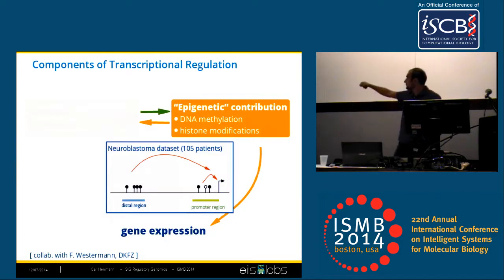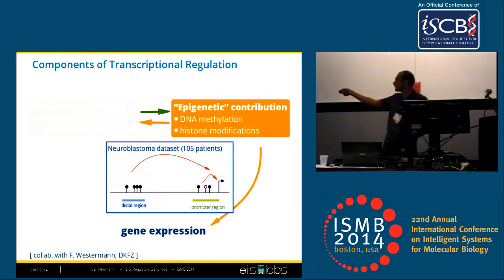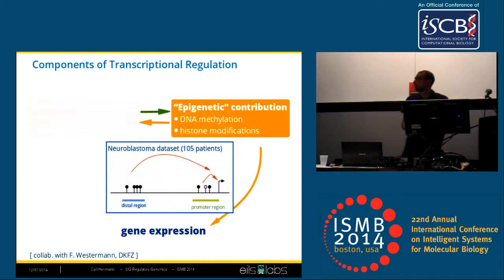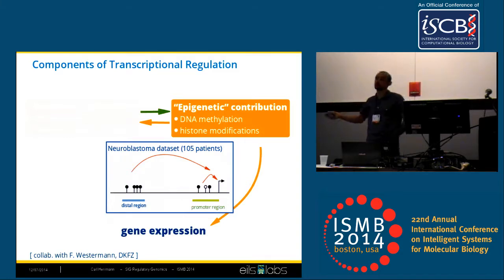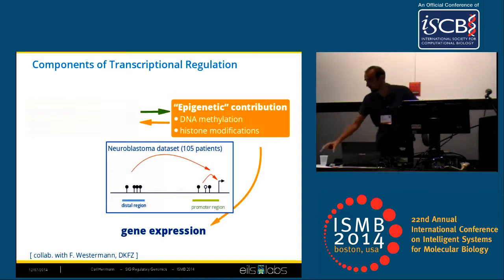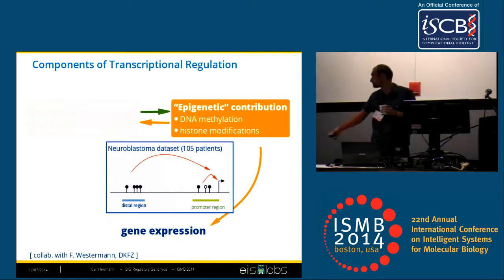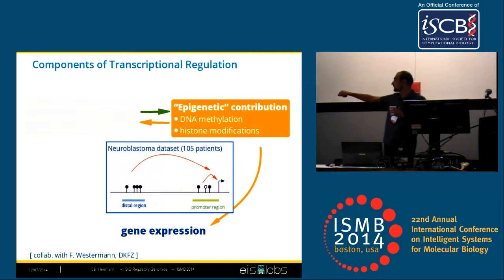So to illustrate the second part, the epigenetic contribution to gene regulation, we're focusing on DNA methylation patterns in a neuroblastoma data set where we have DNA methylation patterns for 105 patients. This is a collaboration with Frank Westermann from the DKFZ. And what we're interested in is seeing the impact of DNA methylation on gene expression, both for promoter regions but also for distal regions.